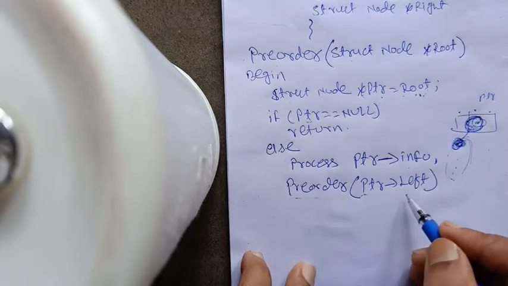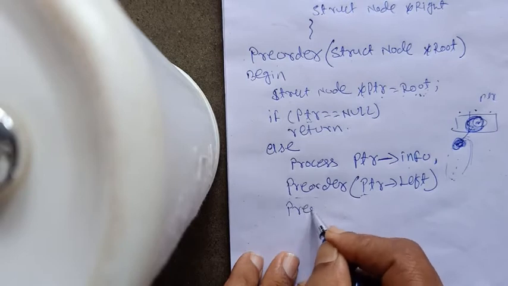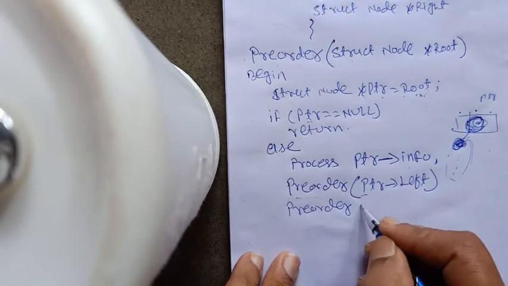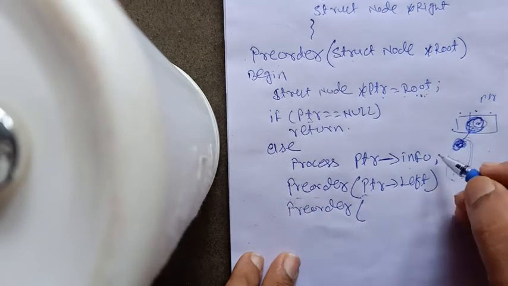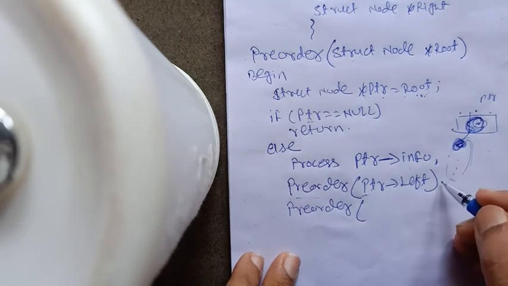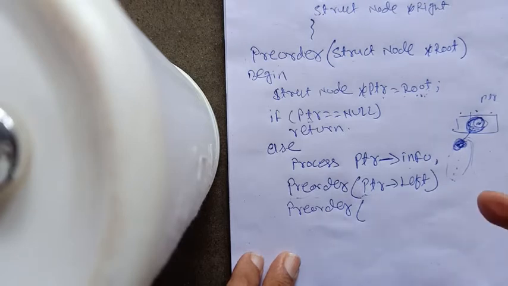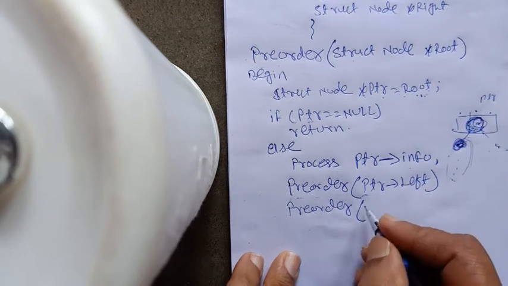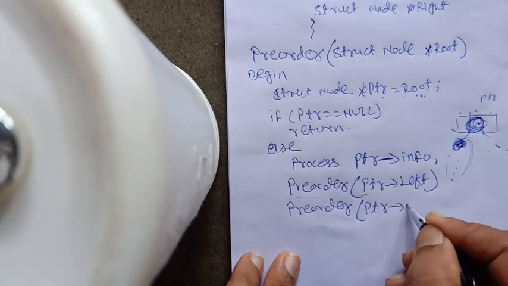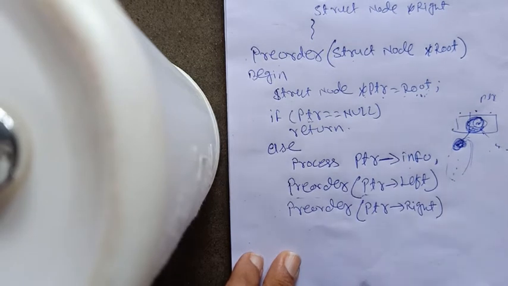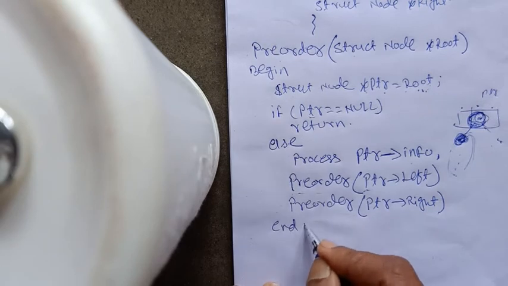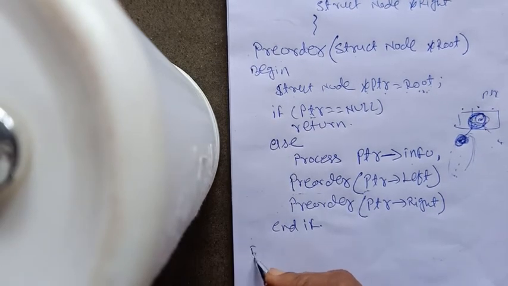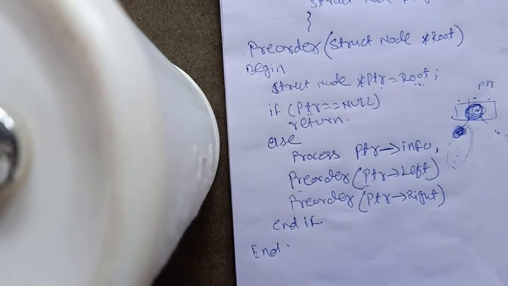Then when this is finished, I will write preorder again. So again the function is called. Now I assume that step 1 is over and step 2 is over. Step 2 means the entire left subtree has been traversed. Now I have to traverse the right subtree of ptr. How can I get the address of its root? I will get it from ptr of right. Okay guys, this is else, this is the end of the if statement. Now I will say end. So this is the recursive algorithm for pre-order traversal.